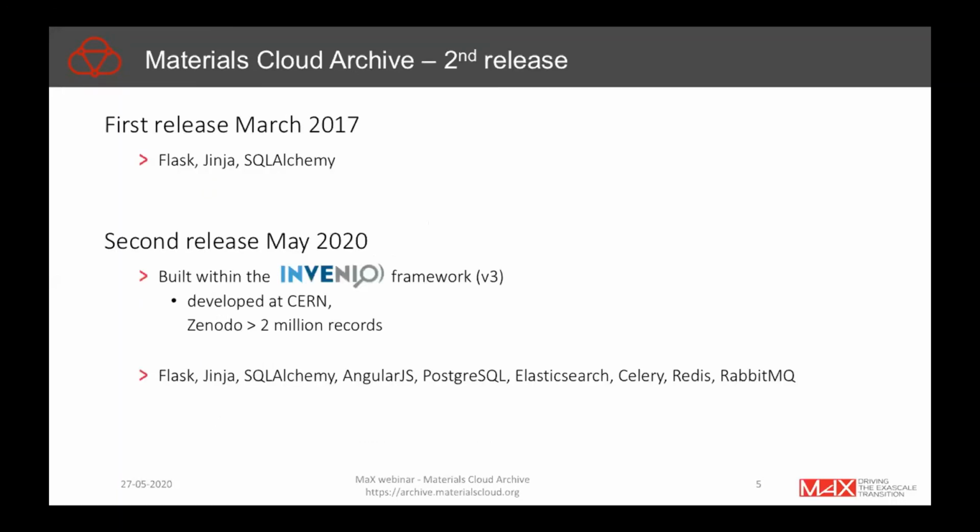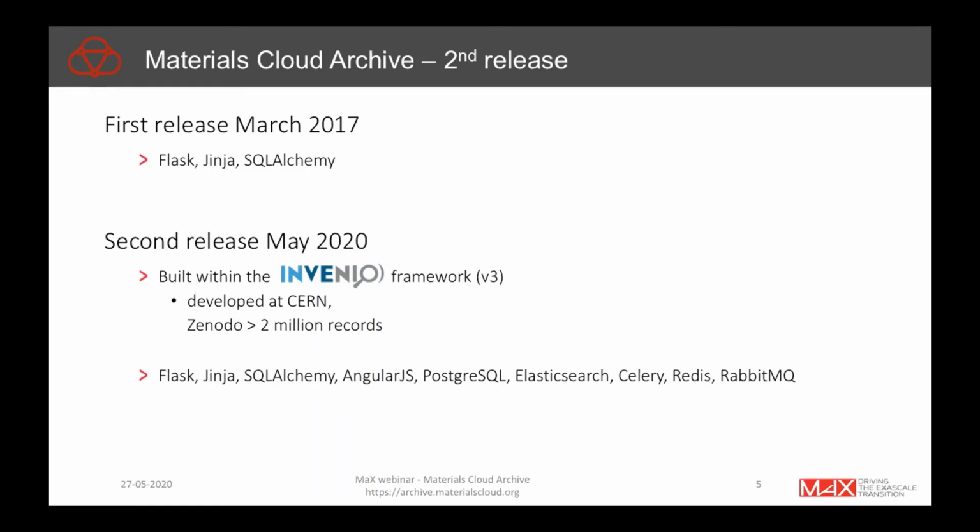As Giovanni said in the introduction, we are today at the second release of the Materials Cloud Archive. The first release was in March 2017. It was an application built with the technologies Flask, Jinja, SQLAlchemy. Today we are at the second release, and it's actually not an upgrade or an update of the previous one, but a completely new application built within the Invenio framework, developed at CERN. Invenio is the framework behind Zenodo. Many of you might probably know it. It's a repository that hosts today more than 2 million records.